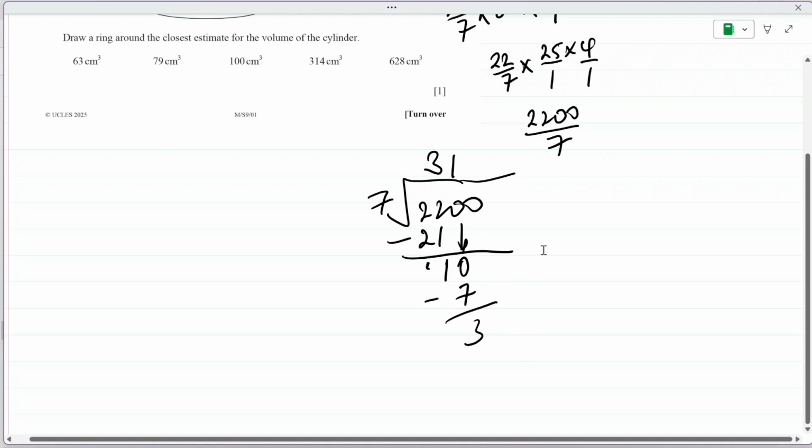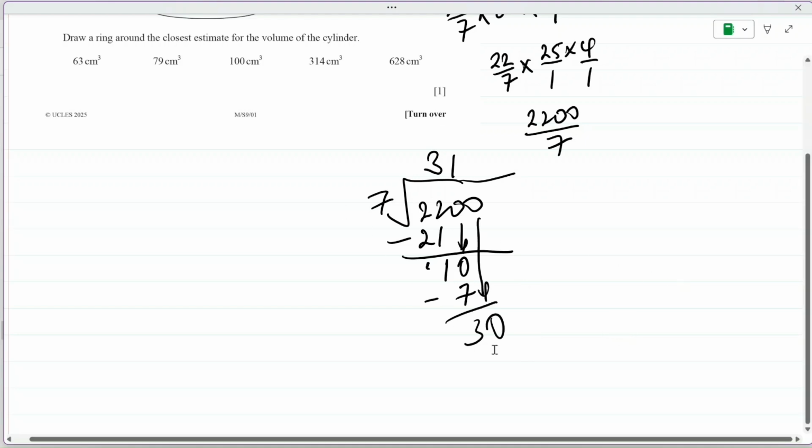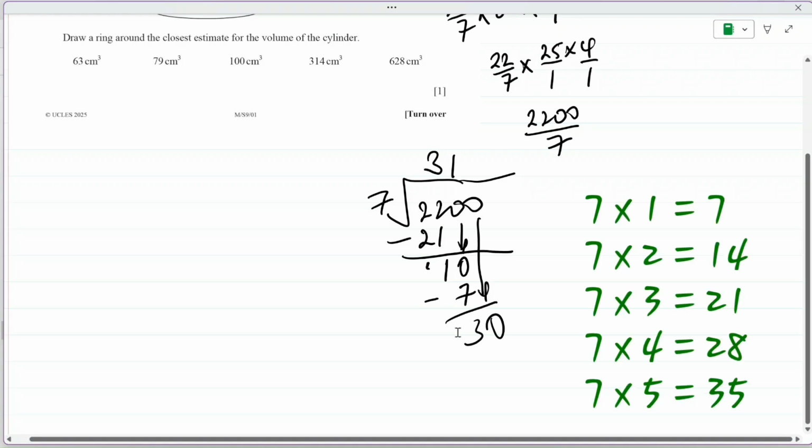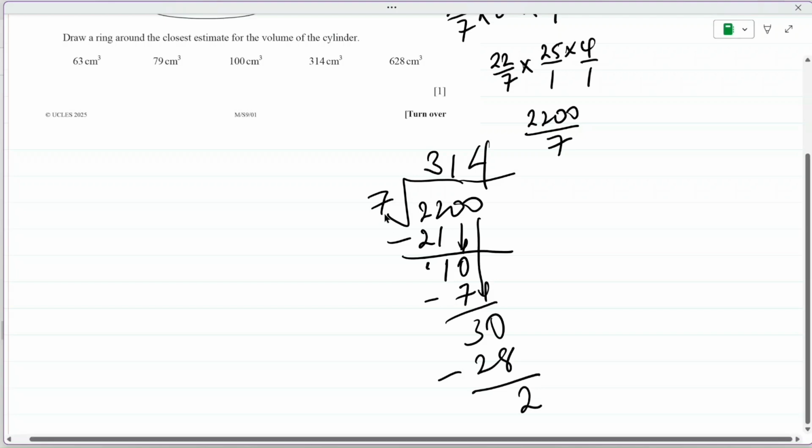Remember, we have a second 0 here. We drag it down. That will make it 30. We have 7 in 30. 7 in 30, the closest is 4. 7 times 4 is 28. 7 times 5 is 35. So we use 7 times 4. We have 4 here. Then you have 28. 30 minus 28 is 2. 2 is smaller than 7. So you can't say 7 in 2.